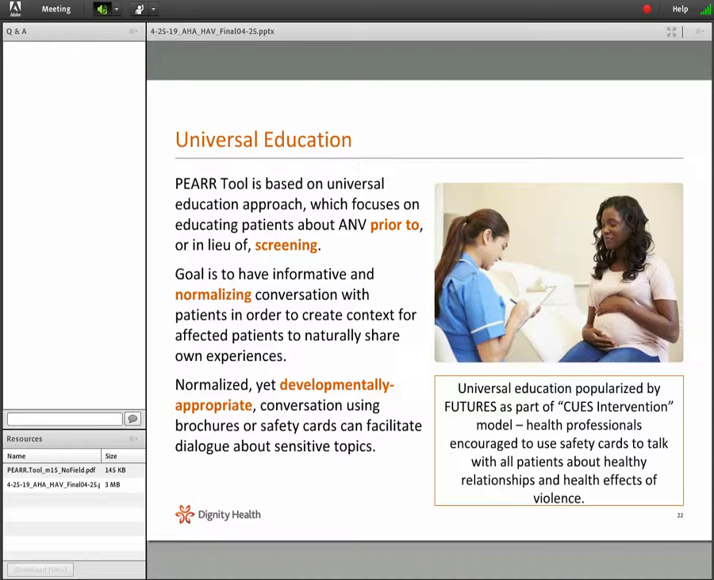Chances are your patients know what you're trying to get at, and they're only going to disclose if they're ready to disclose. So the goal is to have an informative and normalizing conversation with patients in order to create an experience where it feels natural to share what's going on. And of course, these conversations need to be culturally appropriate, developmentally appropriate, and so on. And we recommend use of brochures or safety cards to help facilitate dialogue and normalize the conversation.